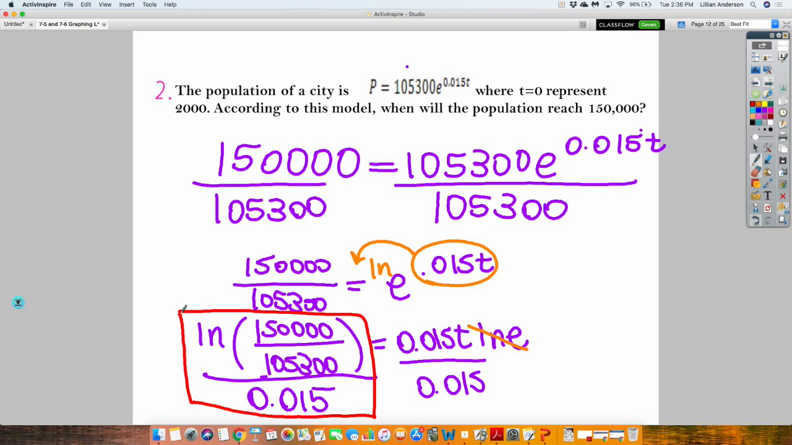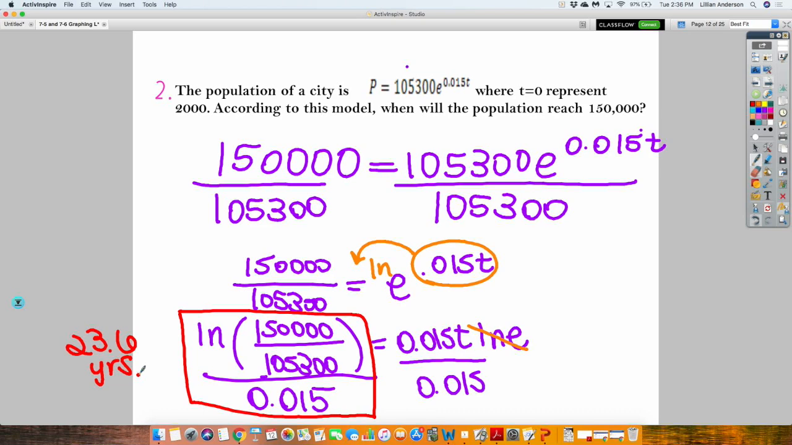Who got an answer? Okay. Olivia, what did you get? 23.6? Should be 23.6. Okay? 23.6 years later is when the population is going to reach 150,000. Okay?